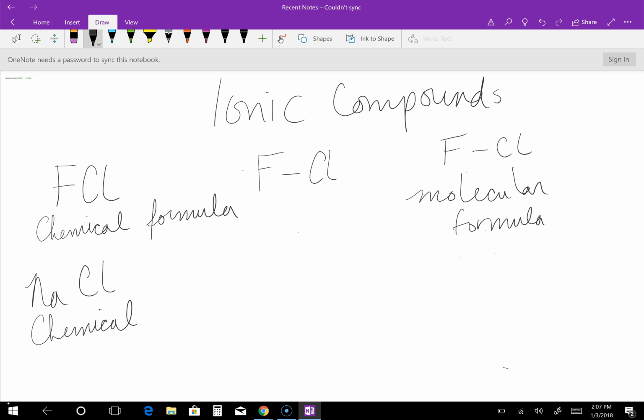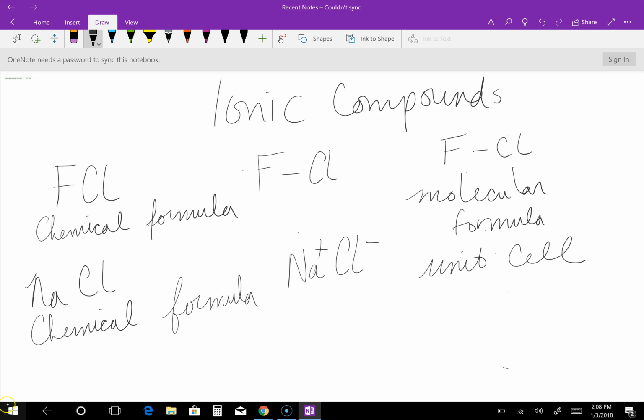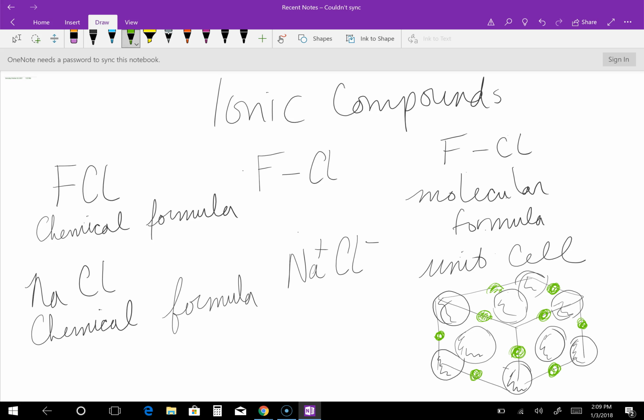Sodium chloride would have a chemical formula of NaCl. We would see a ratio of 1 Na for every Cl. But there would not be a molecular formula because it's ionic. Instead, there would be a unit cell representing the way in which the sodiums and chlorines organize themselves. This unit cell has a very specific shape.